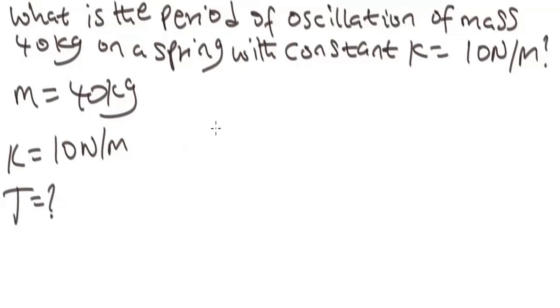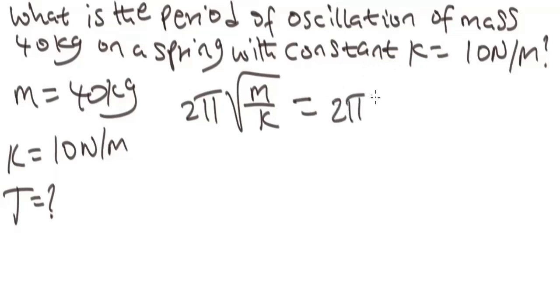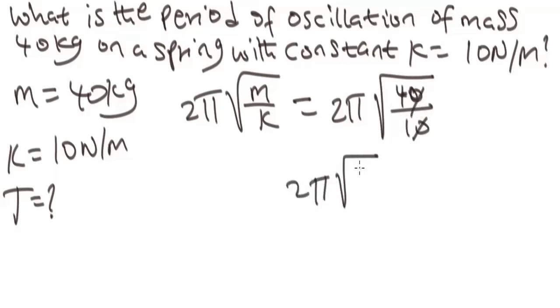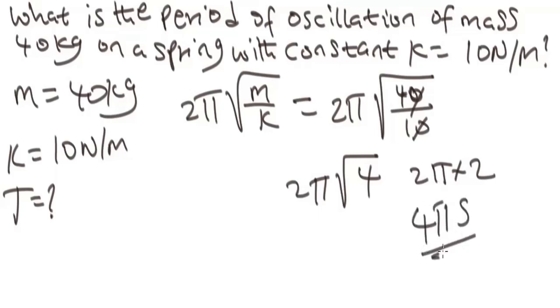Period is unknown. That means we are going to apply 2 pi square root of m over k. Since we have mass and spring constant, we're going to have 2 pi square root of mass, which is 40 in kg, so no need converting, over the spring constant, which is 10. When you simplify this, we're going to have 2 pi square root of 4. Square root of 4 gives us 2. So we're going to have 2 pi times 2. So the answer to this question, if you are leaving it in pi, will be 4 pi seconds. Alright, that would be the answer to this problem.